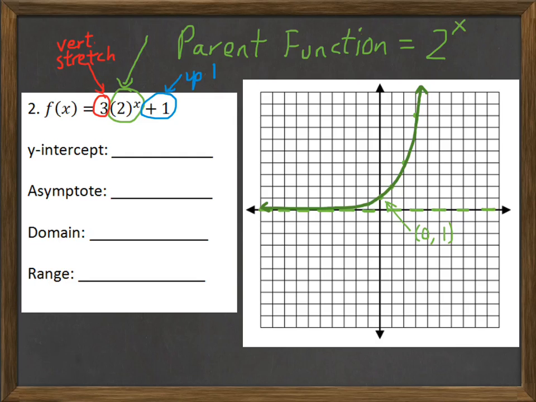Alright, let's do the transformations. I'll start by transforming the y-intercept, which is at (0, 1). The vertical stretch means that I multiply the y-coordinate by 3. So the y-coordinate was 1, now it would be 3. Then I'll move it up 1 because we translated it up 1. That would give me a new y-intercept of (0, 4).